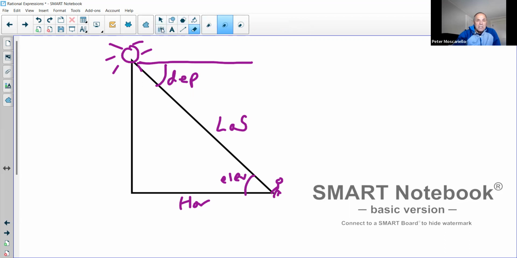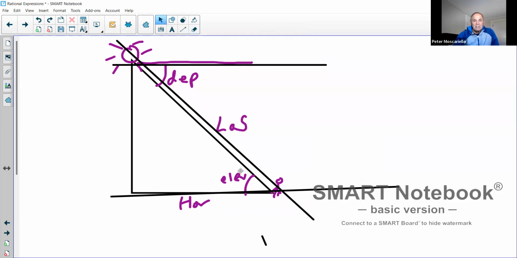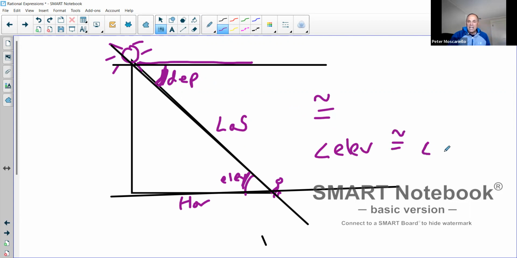Now, speaking of geometry, you guys remember this? In geometry, two angles in a transversal, what were these two angles called? If you're saying alternate interior, you are correct. There are alternate interior angles, and alternate interior angles are congruent. So the angle of elevation is congruent to the angle of depression.